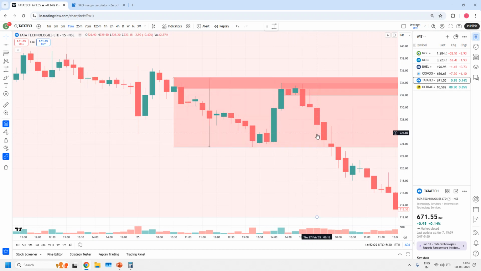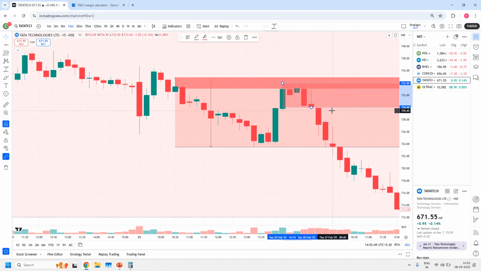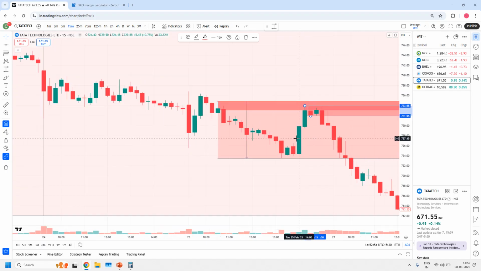Half body and another half wick is also there. Maybe 60% body and 40% wick and a large candle. So you can consider this, and that way you can also draw a 15-minute zone like this. Instead of drawing it like that, you can draw your 15-minute zone like this. Either way is okay. I am convinced with this rally based drop.